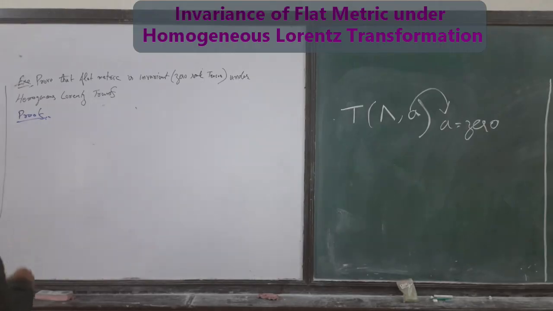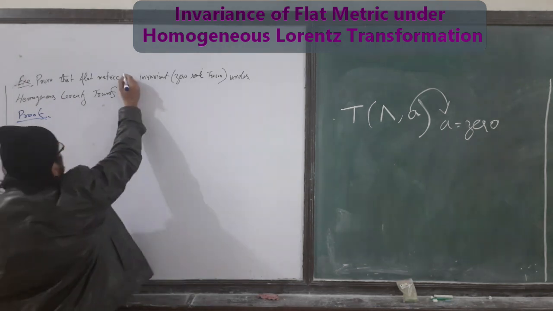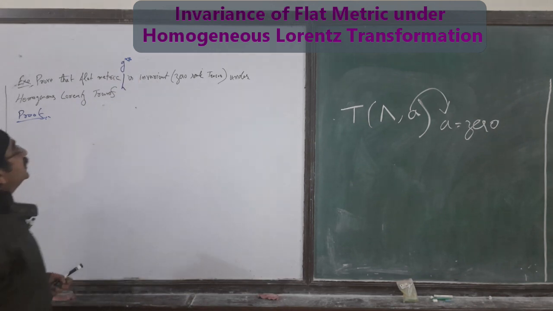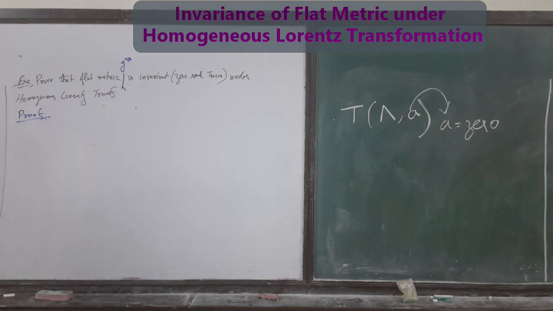Actually, the topic is to prove that the flat metric g alpha beta is invariant. Okay, what is the flat metric? That is g alpha beta. It has two indices, but it is invariant under homogeneous Lorentz transformation. That means it will be treated as a scalar, meaning a zero rank tensor.